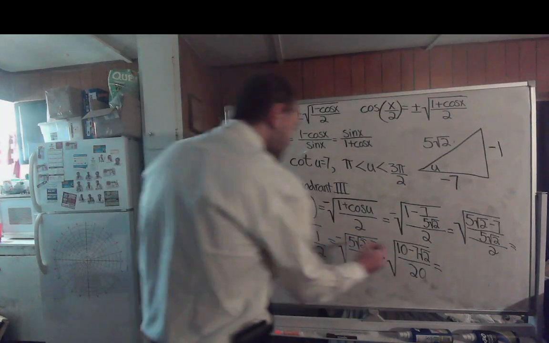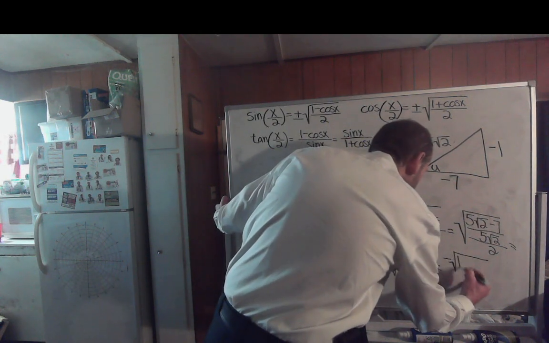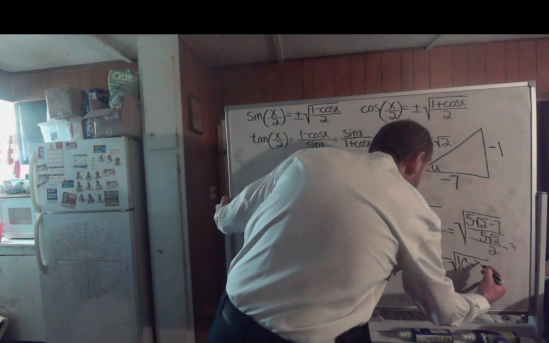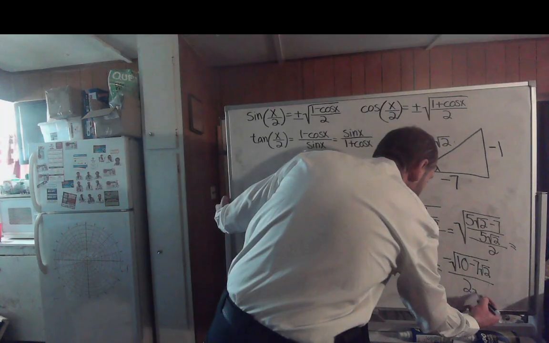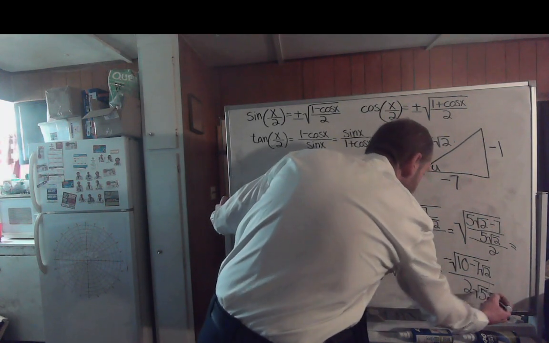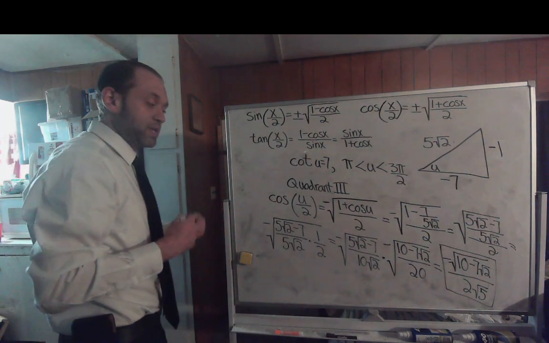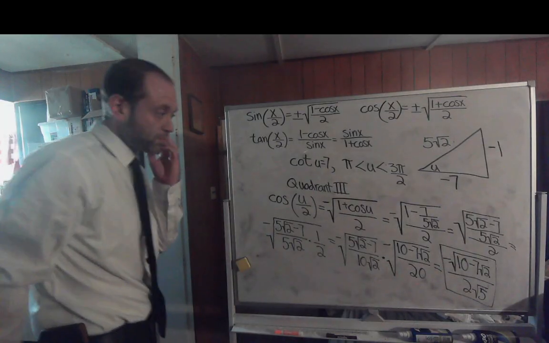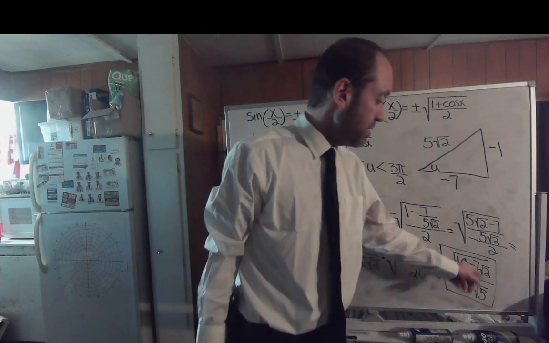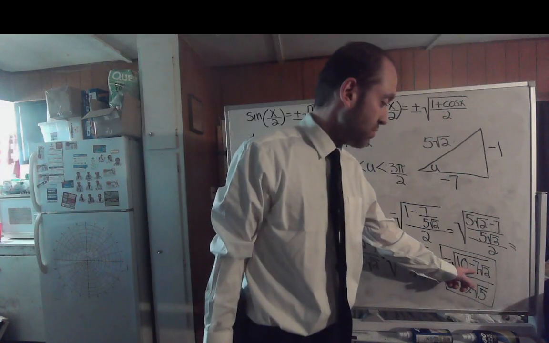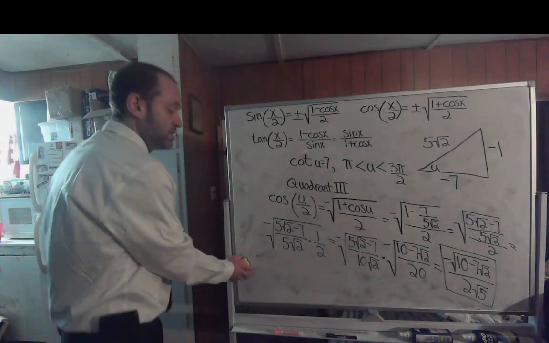and I forgot the negative sign here, is going to end up being negative of the square root of the quantity of 10 minus 7 times the square root of 2 all over 2 times the square root of 5. So remember what quadrant u over 2 is going to be in. You would end up getting negative of the square root of 10 minus 7 times the square root of 2 all over 2 times the square root of 5 for the cosine of u over 2.